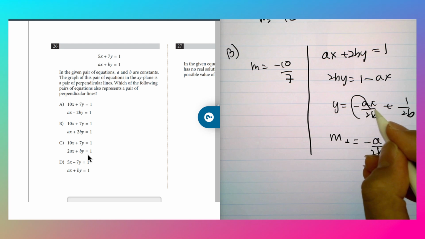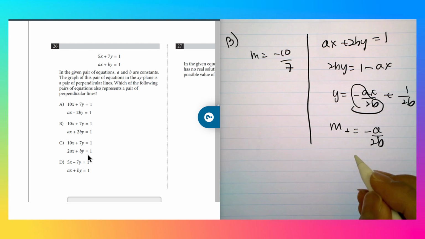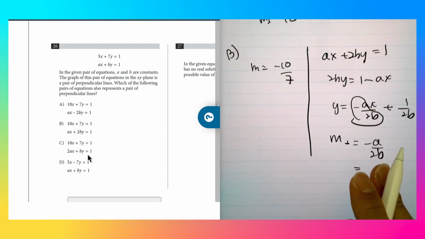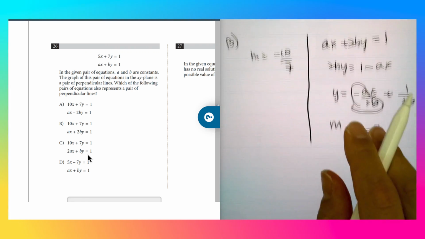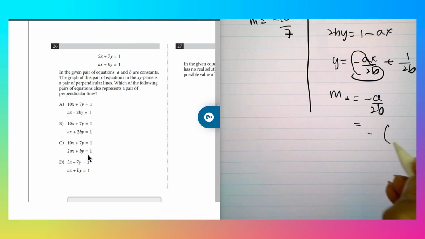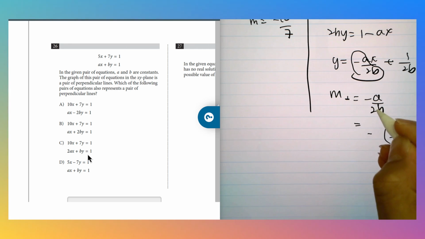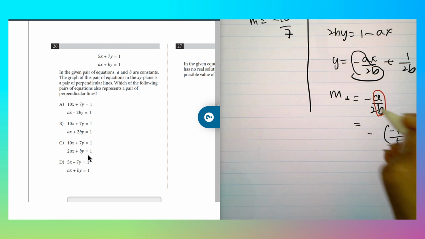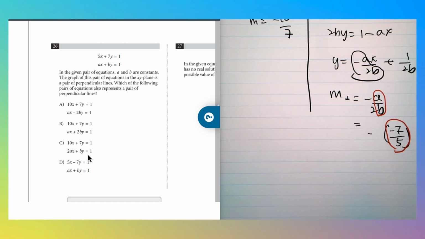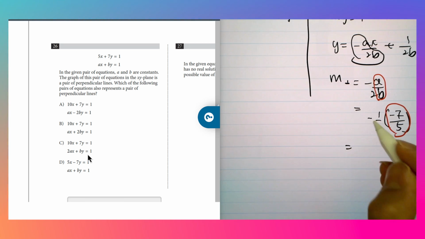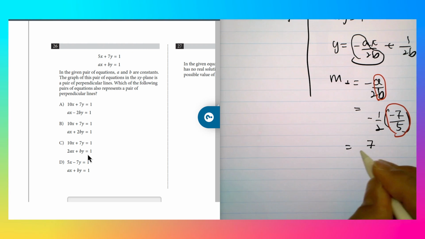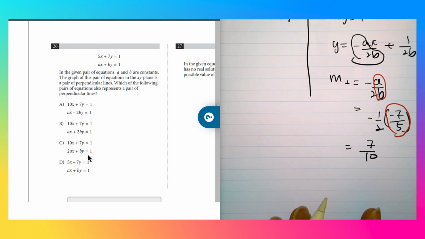So the slope is this part, excluding the x. We said a over b equals, what did we say earlier? A over b equals negative 7 over 5. I'm going to make it red here. A over b, negative 7 over 5, times 1 over 2. Negative times negative is positive, so we do get 7 over 10. And guess what? The top equation here worked.